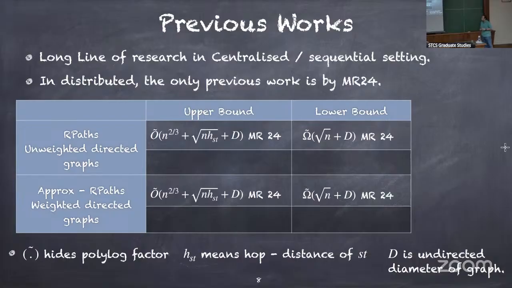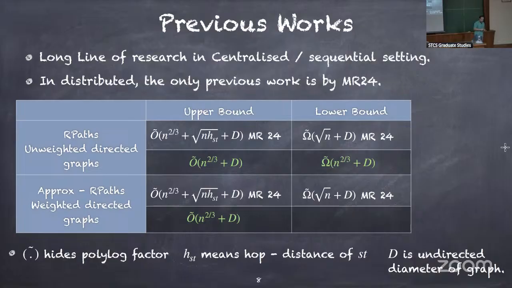In our paper, we have reduced the dependency on h_st. We give an upper bound of n^(2/3) + D, and we give the same upper bound for the 1 plus epsilon approximation for weighted graphs. The lower bound matches the upper bound, which makes our algorithm optimal. But that lower bound works for unweighted directed graphs. For weighted directed graphs, that box is still to be filled up.